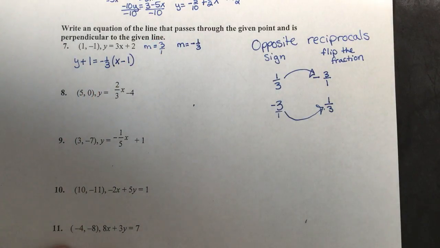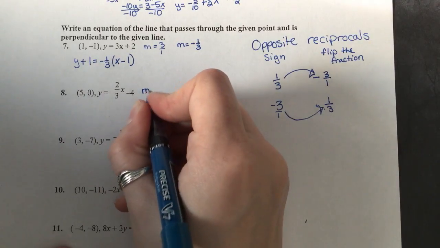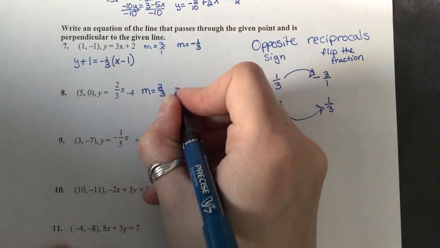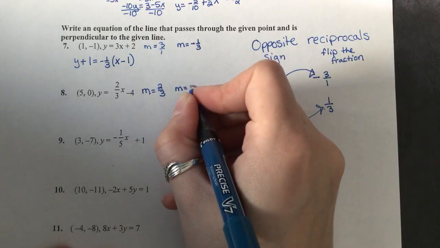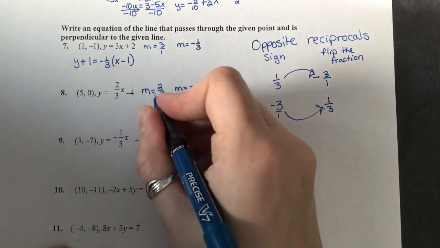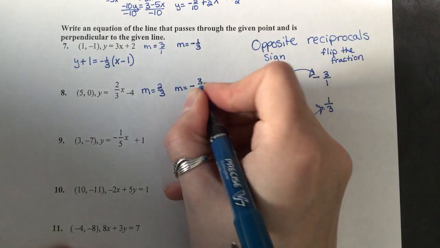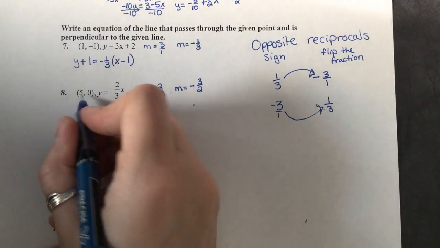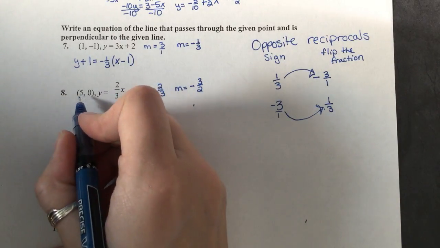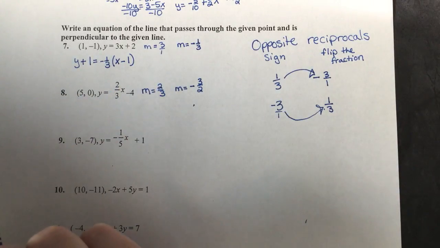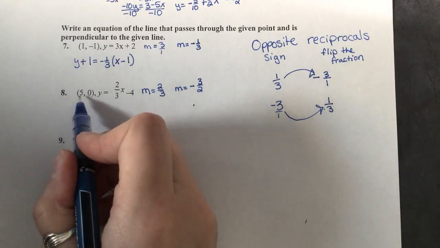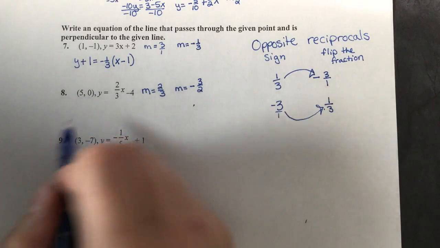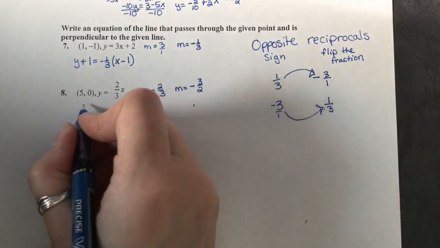Done. Okay, here my slope is 2/3. M equals negative, because it's the opposite of positive, 3/2, flipping that fraction over. I have a point and a slope. It looks like it might be the y-intercept, but it's not. Okay, because this is actually an x-intercept, so we're still going to use point-slope form.